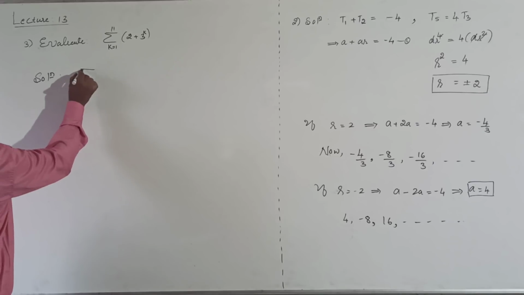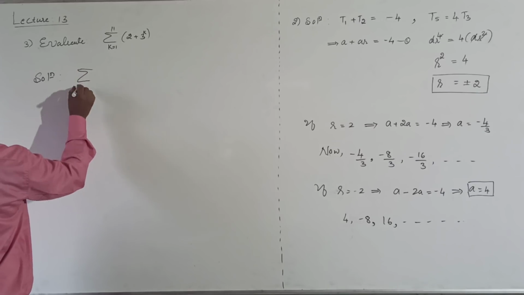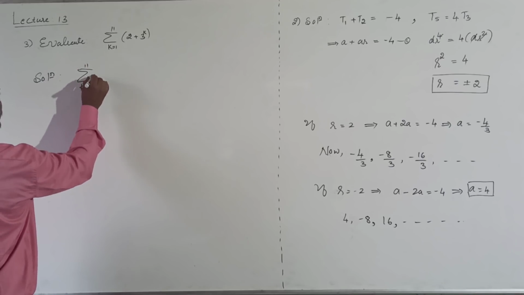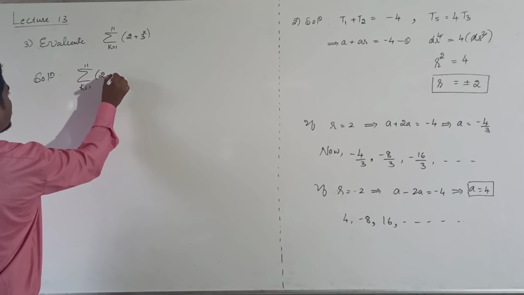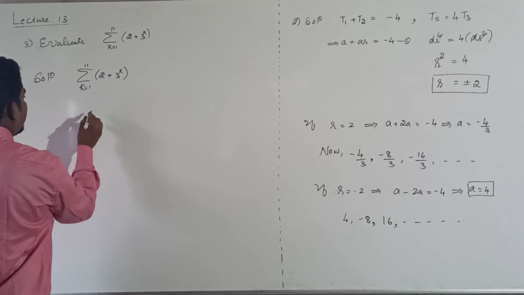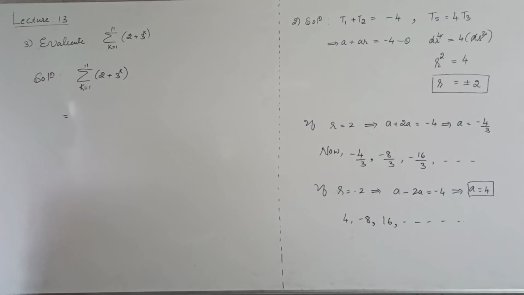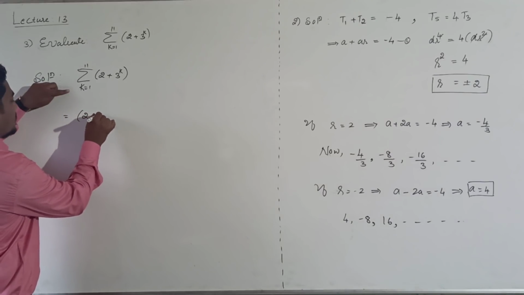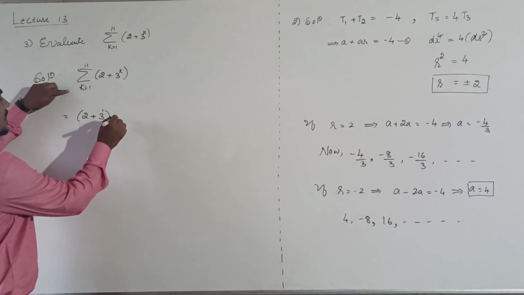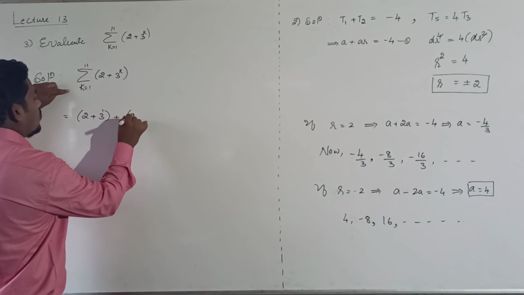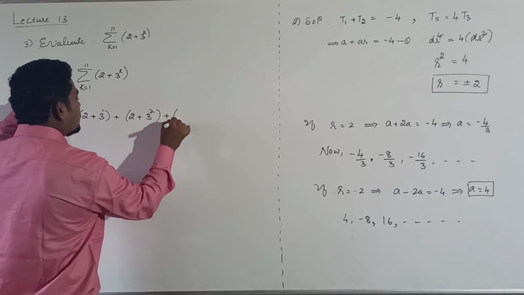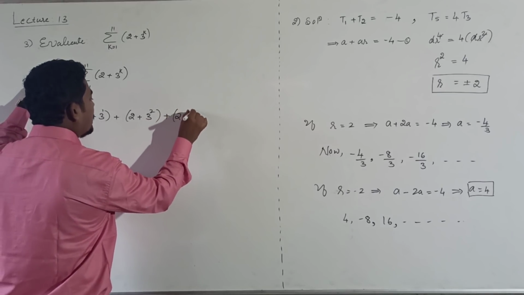Just consider the given sigma notation. In this case, k ranging from 1 to 11, of 2 plus 3 power k. Just write its expanded notation. Put k value 1, then you get the first term, that is 2 plus 3 power 1, plus 2 plus 3 power 2, plus 2 plus 3 power 3.